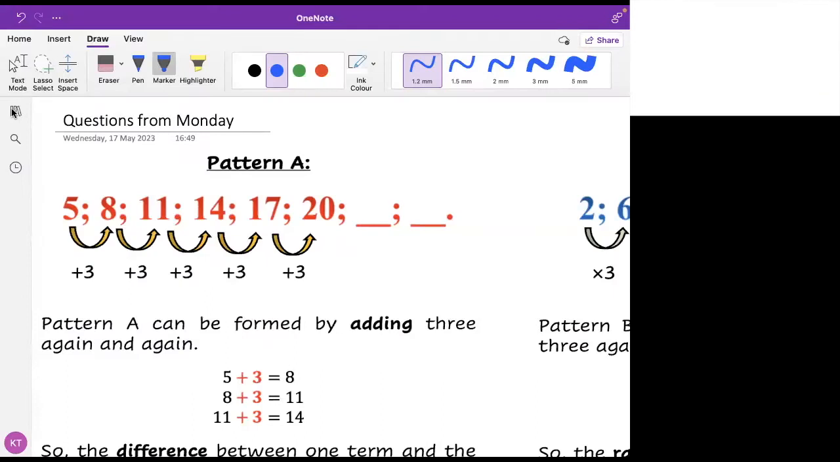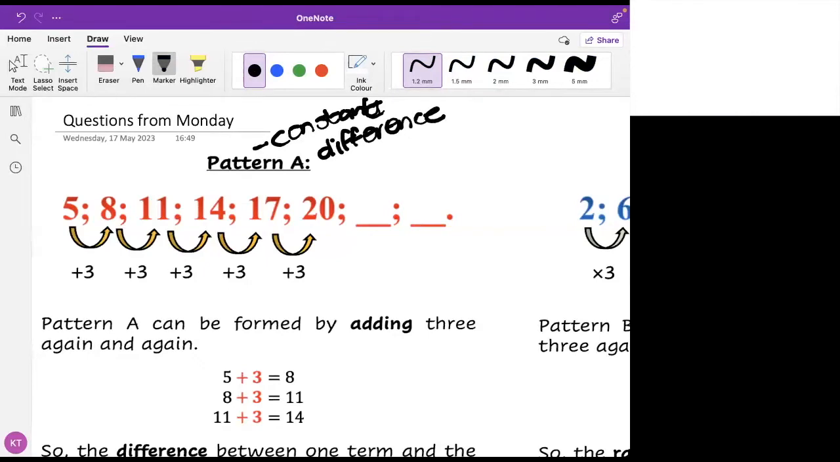On Monday, we had a look at the fact that there are two different kinds of number patterns that you get. First of all, you get pattern A. The kind of patterns we're looking at with pattern A are what we call patterns with a constant difference. So, constant difference.